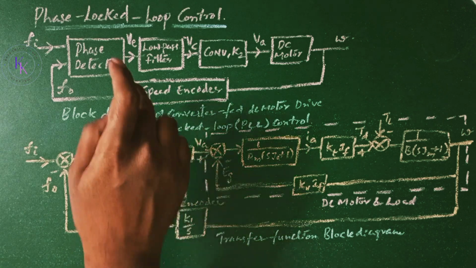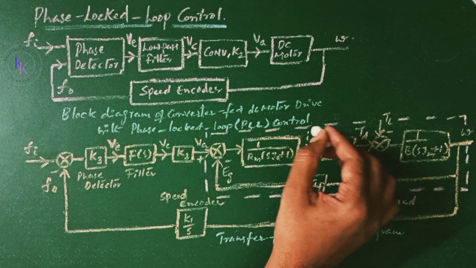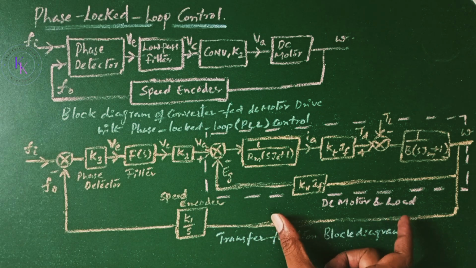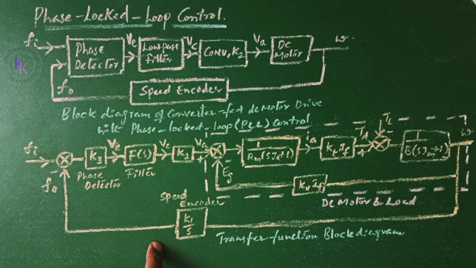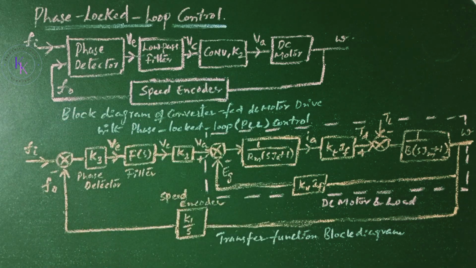This is the block diagram of a converter fed DC motor drive with phase locked loop control, that is PLL control, and this is the same block diagram with the transfer functions, where this is the DC motor and the load part, and this is the speed encoder, phase detector and filter, and this is the converter.